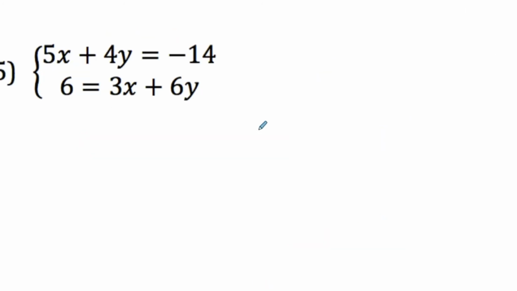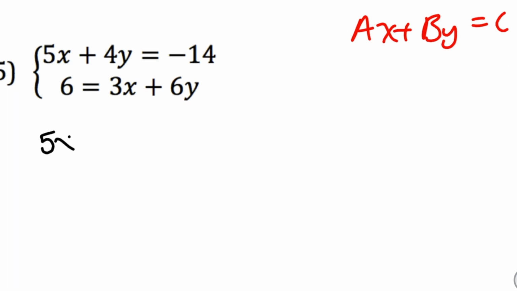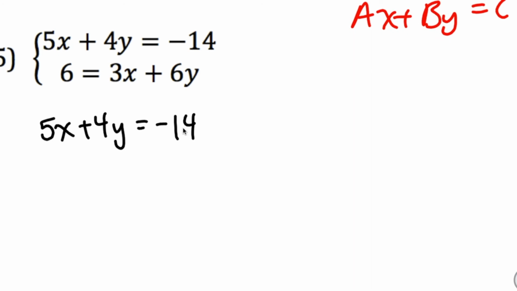All right, next. Last problem here. Remember, we want this to be in that standard form, ax plus by equals c. We don't really have that here, so we need to do a little bit of work before we begin. So the top equation is perfectly fine the way it is, 5x plus 4y equals negative 14. The bottom equation, however, just needs to be flipped.